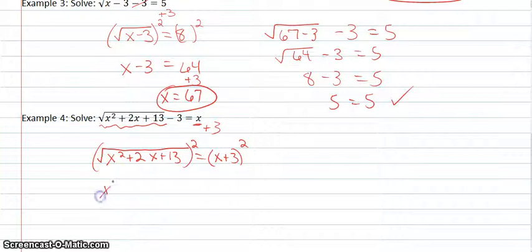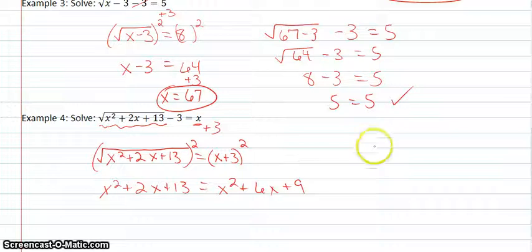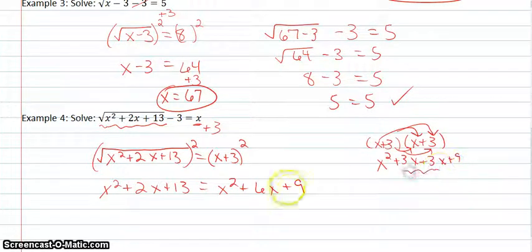So I have x squared plus 2x plus 13 equals, and this will be x squared plus 6x plus 9. And if you needed to, you could actually write that out, x plus 3 times x plus 3, and then multiply your x across, so you get x squared plus 3x, and then multiply the 3 across, so you get plus 3x plus 9, and then add your middle, and you'll get that same answer.